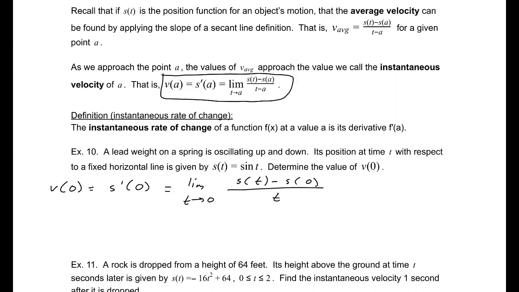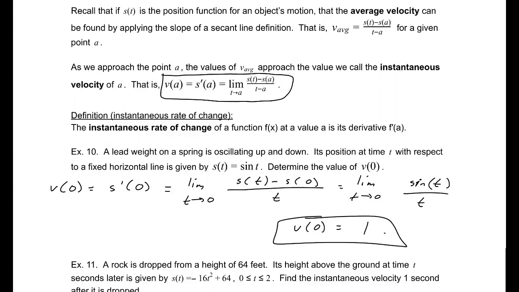Well, if you evaluate sine at t and sine at 0, this is the same as the limit as t goes to 0 of sine t over t, which we happen to know is 1. So v of 0 is 1, as we discovered in the previous chapter.